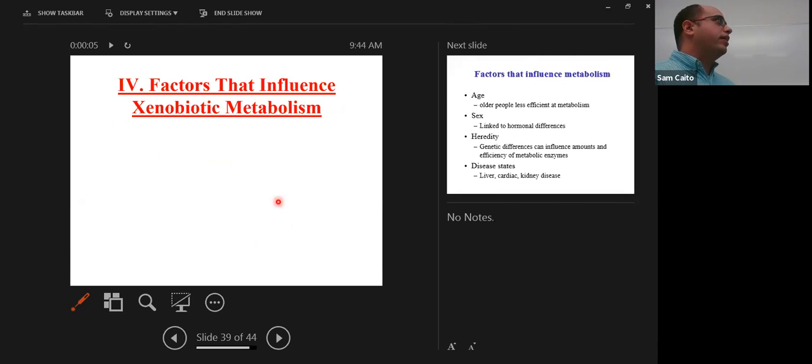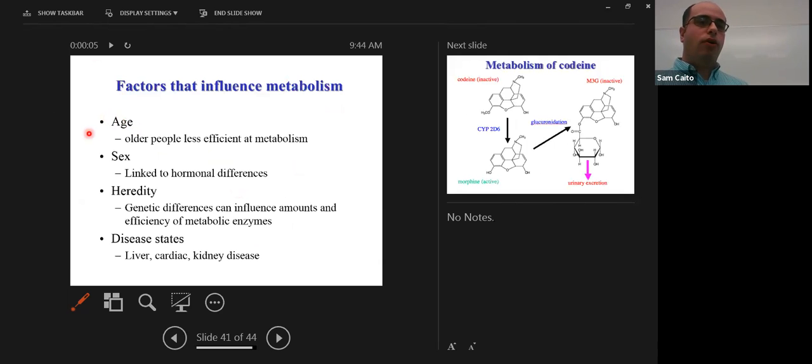So there are a lot of factors that will influence the actual rate and ability for people to metabolize xenobiotics. Some of which include age. Older people are less efficient at metabolism. They express less of these enzymes, and so that is something that has to be taken into consideration. Gender, or sex, is linked to hormonal differences. There are functional differences due to the presence of estrogen or testosterone on some of these enzymes and due to gene expression profiles. And that leads to some xenobiotics being less metabolized in one gender over the other.